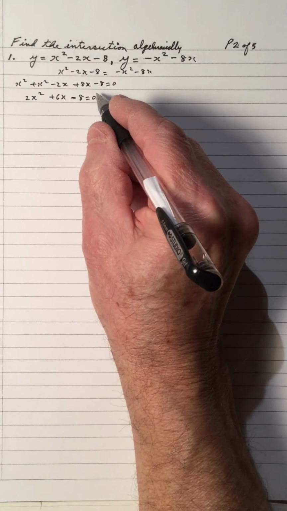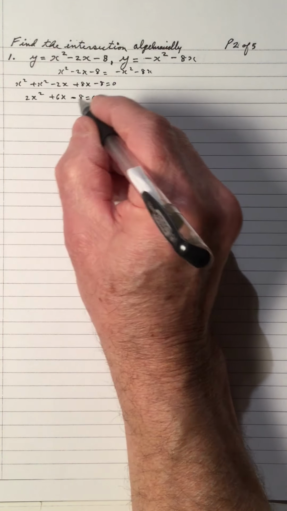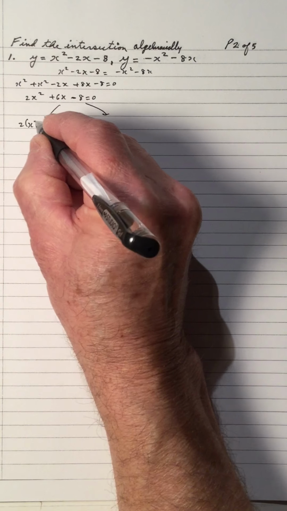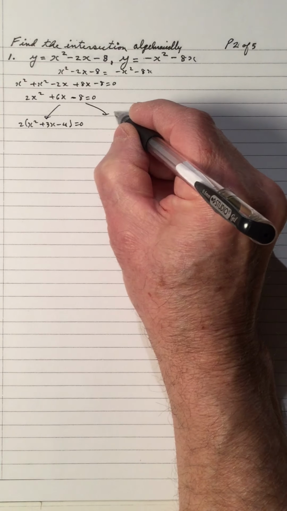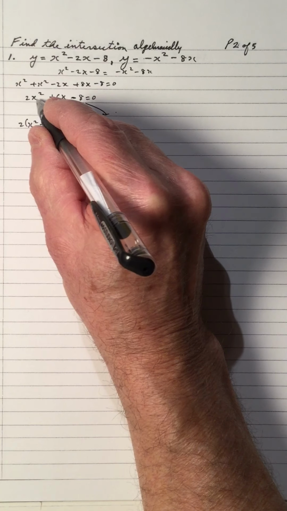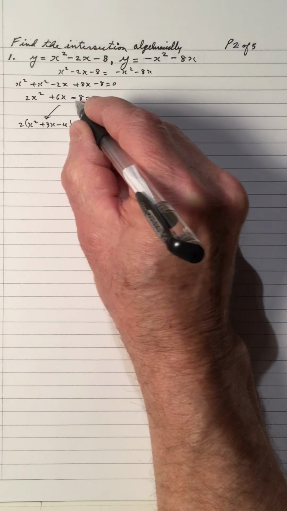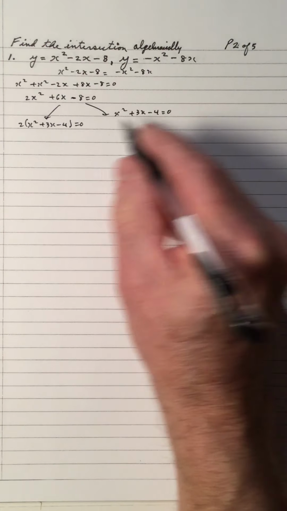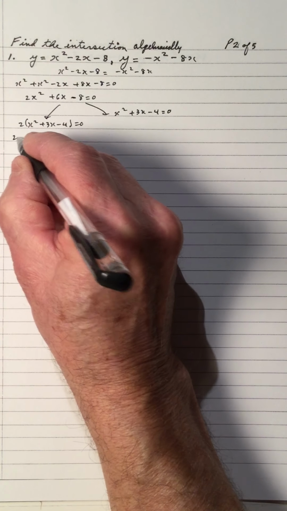Now we have a quadratic where I see 2 as a common factor, so I can do two things, and I'll show you both. I can factor out the 2 and get x squared plus 3x minus 4 equals 0. Or I could divide all the terms by 2. So 2x squared divided by 2 is x squared, 6x divided by 2 is 3x, negative 8 divided by 2 is negative 4, and 0 divided by 2 is 0. Either way, you'll end up with the same equation.